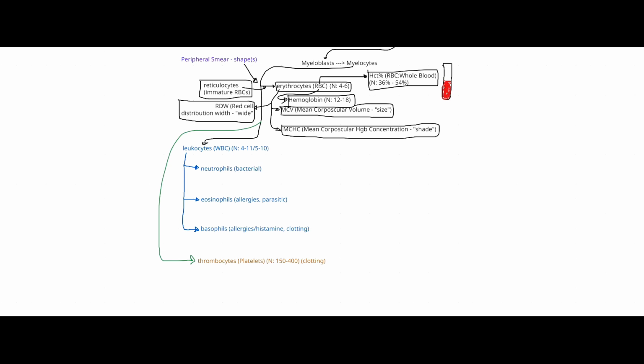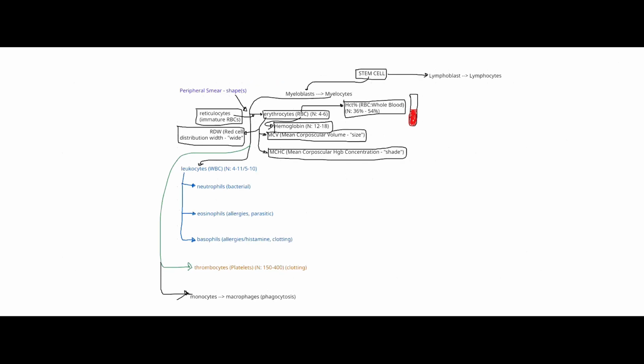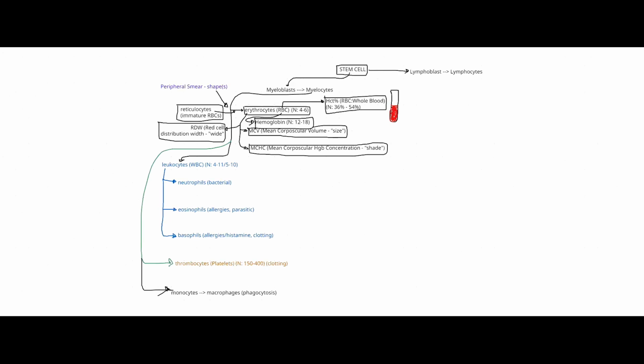Okay, the other component that is in the bone marrow is your monocytes. Your monocytes are in your blood, but at the site where they need to protect, they become your macrophages. And what is the job of macrophages? Phagocytosis. Okay, so far, these are the components that we will see in the bone marrow.